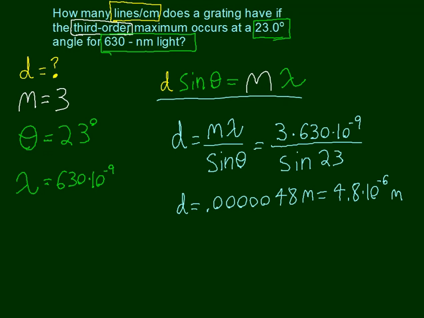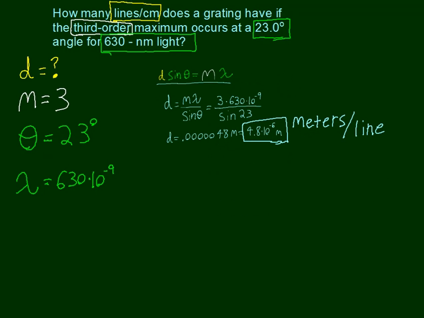Okay, working this out, you just toss in the numbers. I rearranged to get d by itself because that's what we're looking for. I threw everything else in, and I got 4.8 times 10 to the negative 6 meters. So those slits are really close together, but then again, they have to be to make light do this.